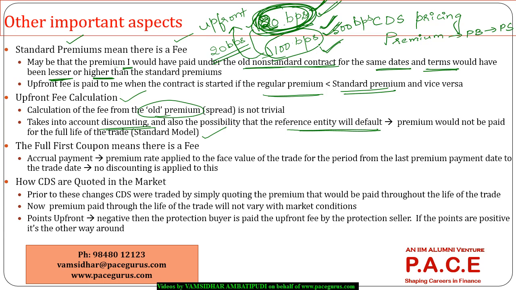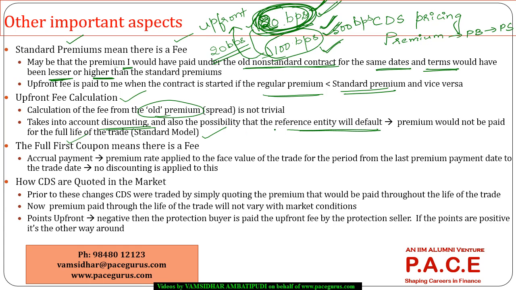So this coupon is nothing but a premium. So I could clearly see what the difference is, and that difference in basis points multiplied by the face value is what is going to turn around as the upfront fee for calculation purposes.